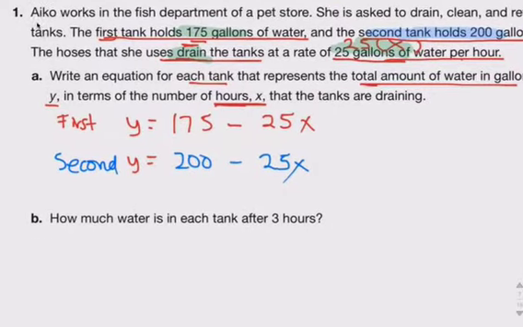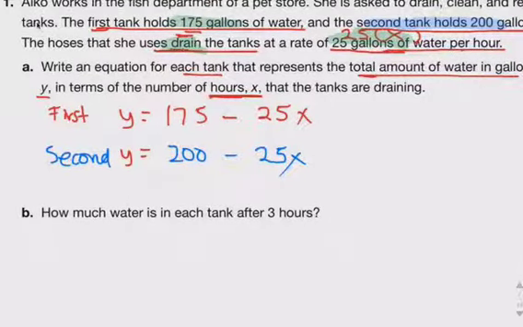How much water is in each tank after 3 hours? Well, X, remember, is the number of hours. So X equals 3. So we got Y, the first one: Y equals 175 minus 25X. And the second one is Y equals 200 minus 25X. Okay, after 3 hours, how much water is in each tank?